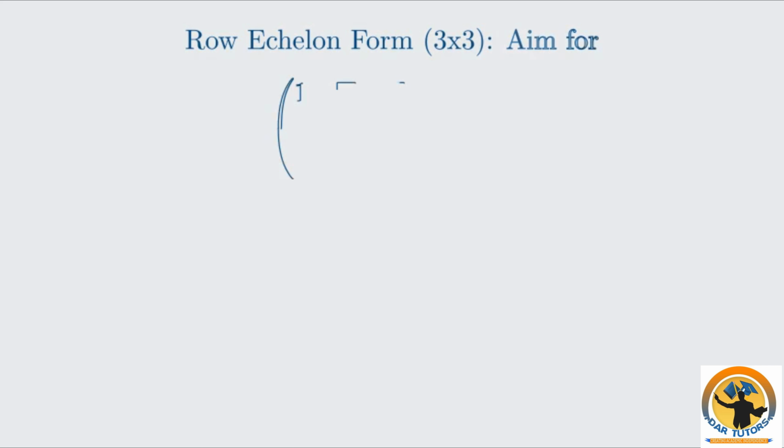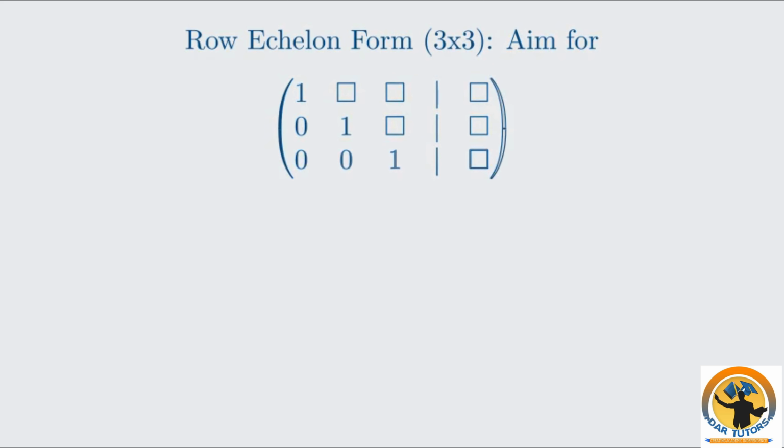Let's now extend this method to solve a 3x3 system of linear equations. For a 3x3 system, our goal is to reduce the augmented matrix to row echelon form. This means we want a 1 in the top left corner and zeros below it in the first column. Then, we want a 1 in the second row, second column, and a 0 below it. Finally, we want a 1 in the third row, third column. This creates a triangle of zeros in the bottom left.